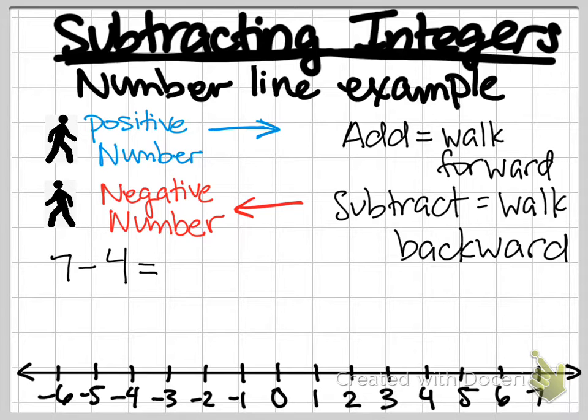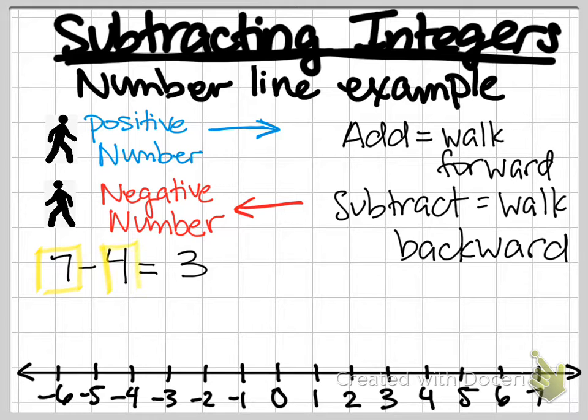So let's work through a pretty simple problem that we already know the answer to. 7 minus 4, we already know that that is going to be 3. So let's check our strategy with the number line to make sure that we understand how to use it with a problem that we already know how to do. If you remember from last time, this first number tells us where our person is going to start out on the number line.